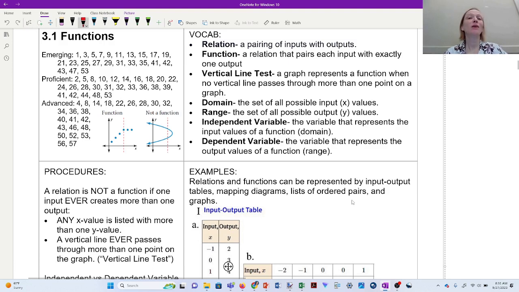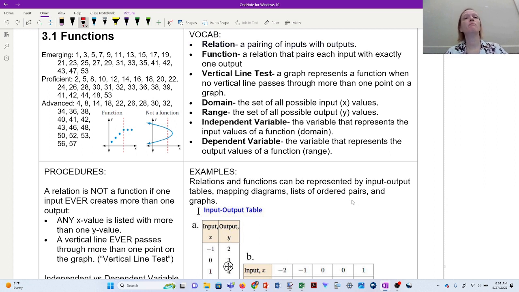Hi folks, today we're going to be learning about functions and a bunch of vocabulary words that have to do with functions, because functions are going to be really important for things we do all year with Algebra 1 and in future years as well.